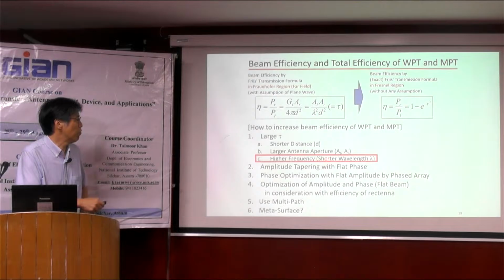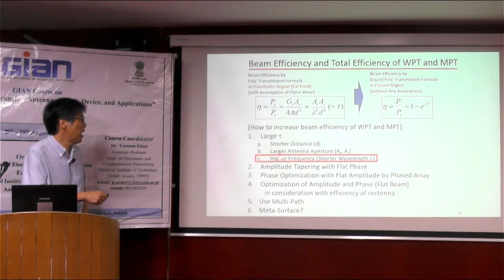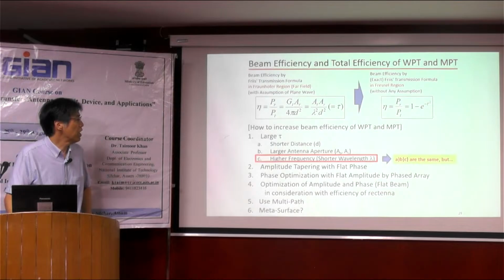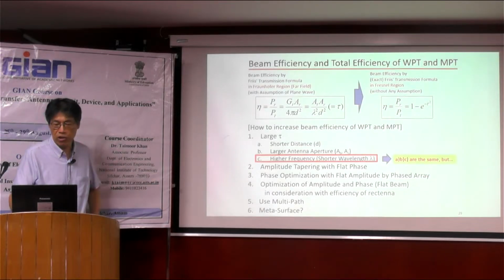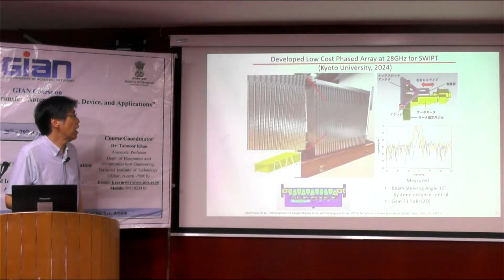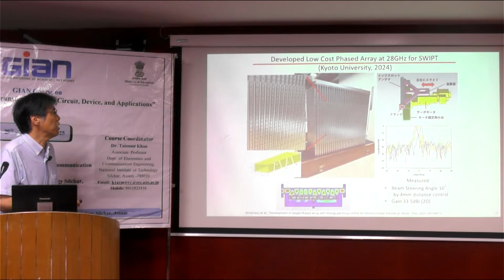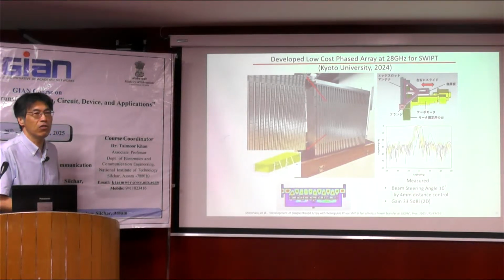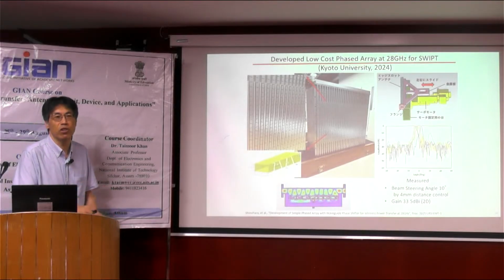First of all, we have to consider how to increase the frequency. And in this number one column, it's the same way. When we change the distance, we can increase the efficiency, and when we increase the frequency, we can increase the efficiency. For example, this is one example by Kyoto University, where we've already developed a 28 gigahertz system to increase the beam efficiency.